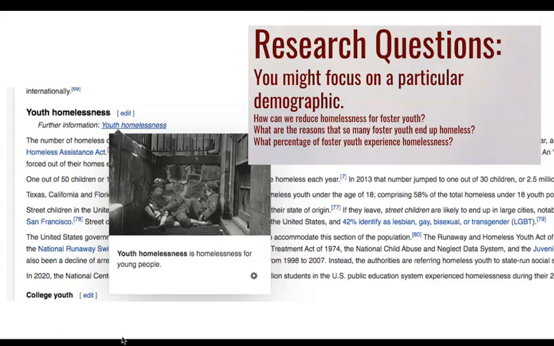So I might ask questions like, how can we reduce homelessness for foster youth? What are the reasons that so many foster youth end up homeless or experience homelessness for some period of time? What percentage of foster youth experience homelessness? So a lot of questions surrounding that.